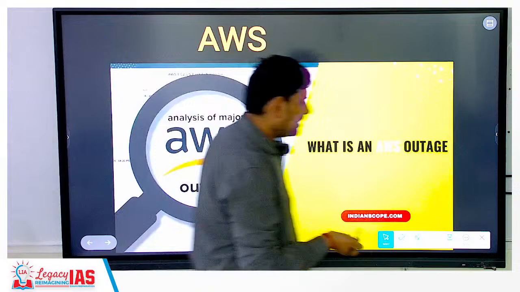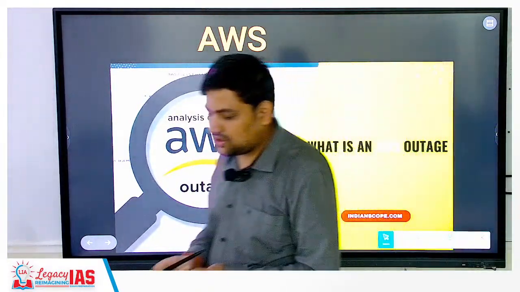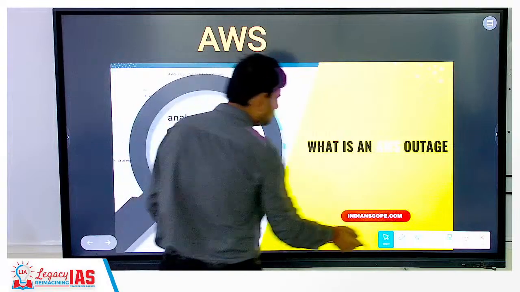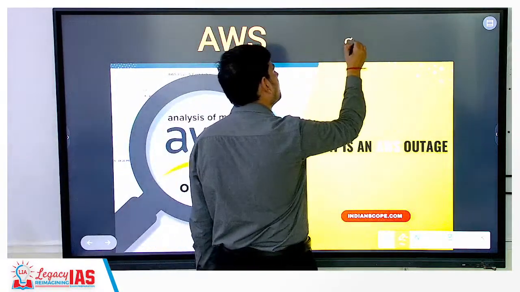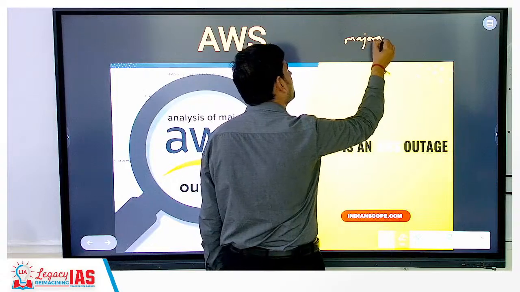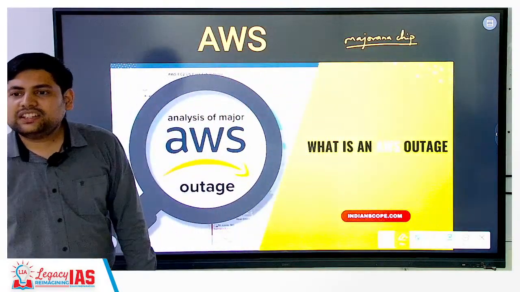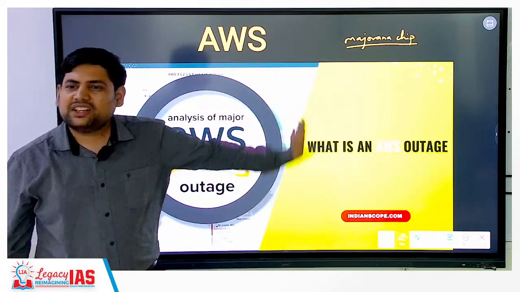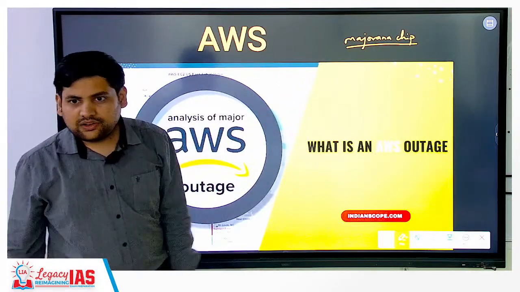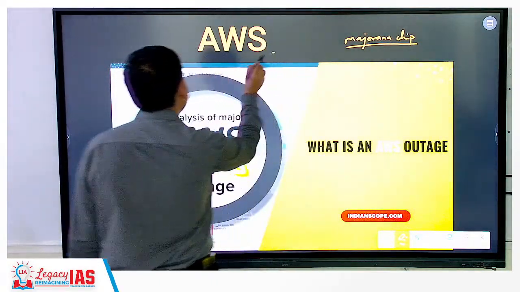AWS outage. What is AWS? Amazon Web Services. Last year there was also a prelims question about the Majorana chip. In that they had given that the Majorana chip is manufactured by AWS. Now that is manufactured by Microsoft. So now, Amazon Web Services. Now what happened?